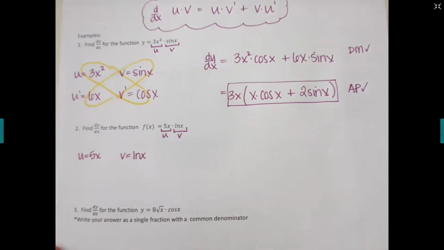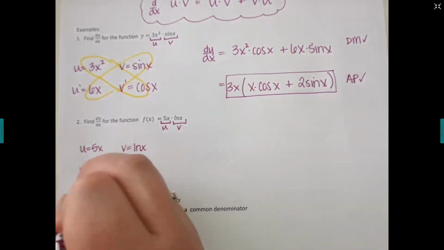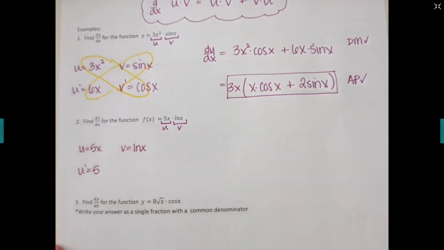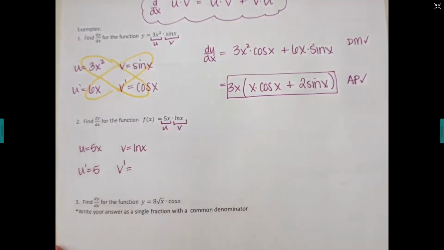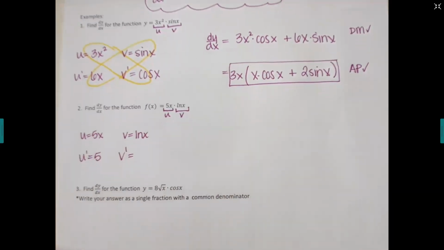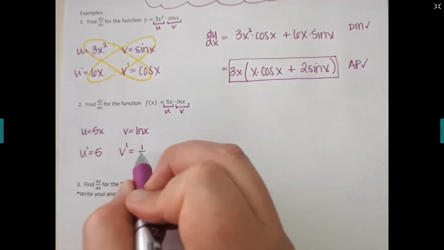What will u prime be if u is just a 5x? Okay, 5. And my v prime, does anybody remember the derivative for ln x? Not e. Oh, 1 over x. Yes, 1 over x, very good. Okay.